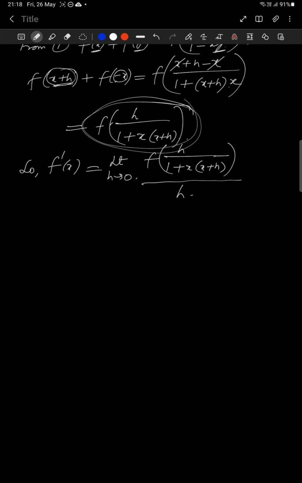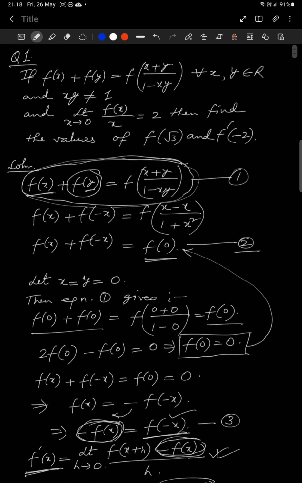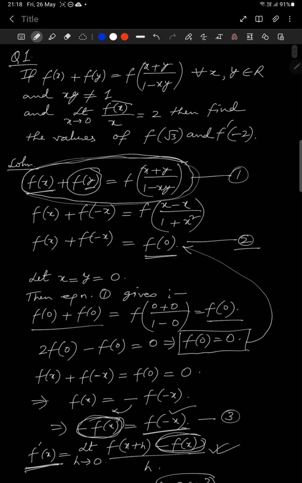Now coming back to this particular result which was given in the question, that is this. We had limit x tending 0, f(x)/x is equal to 2.